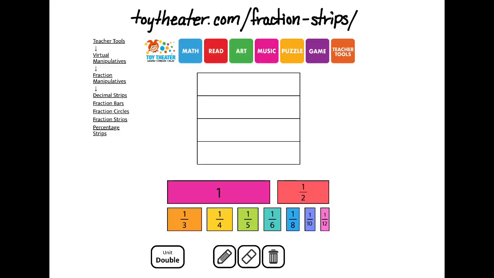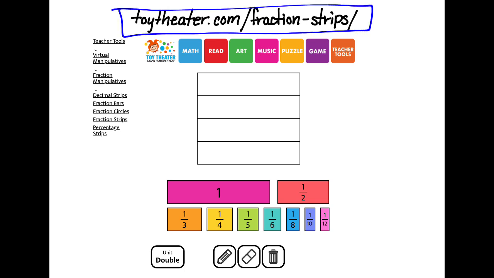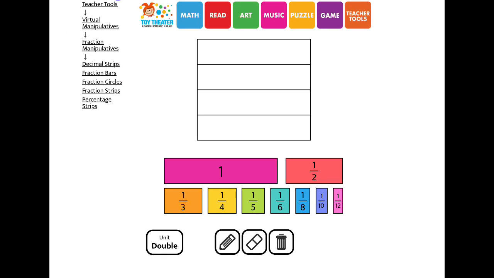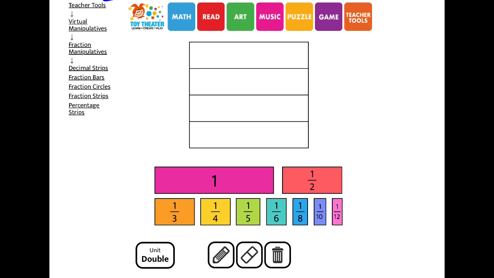This page right here, toytheater.com/fraction-strips/, is where this screen comes from. This is just a screenshot from that page. So you can go over and play with it, and it is fraction strips just like on that other page. If you notice, the colors are pretty similar too. But what you would do is take this one and drag it up to where you wanted it. Or you take this one, click on it, and drag it up to where you wanted it. So you can just play around and see which fractions are equal to which other fractions.